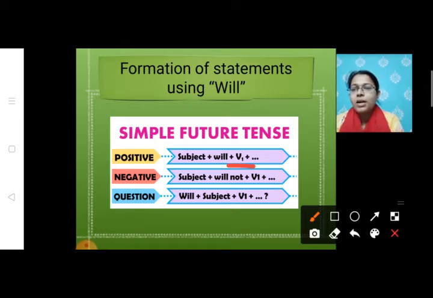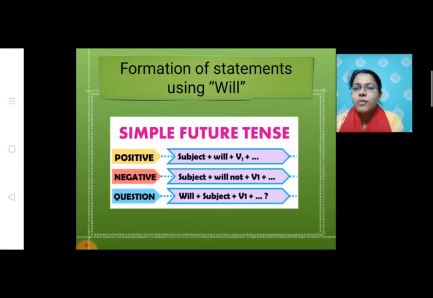Then while making a negative sentence, we are going to write the subject first, same as positive. Then we will be writing will, and along with will we are going to add not to make a negative statement. And then we would be writing the verb base form, that is V1. V1, that means a base form, and also it can be said that it is a present form of the verb. Instead of will not, we can write the short form, that is won't.